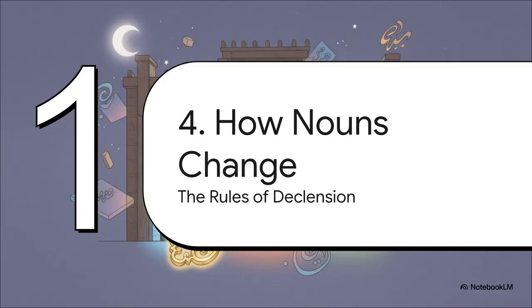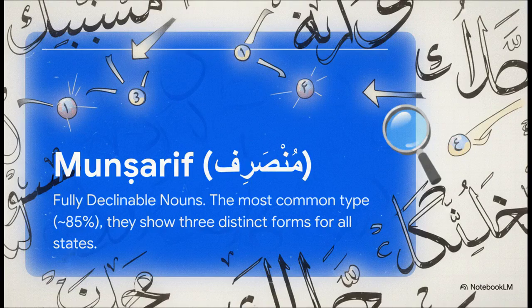Now for the really practical part, the rules themselves. Let's look at exactly how the endings of these nouns change to signal Rafa, Nasb, and Jarr. Let's start with the big one, the munsarif nouns. These guys are the real backbone of the language, and the key thing to remember is super simple. They have a unique, distinct ending for each of the 3 states. There's no guesswork involved at all.